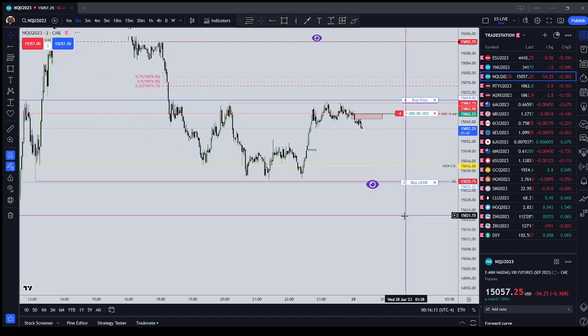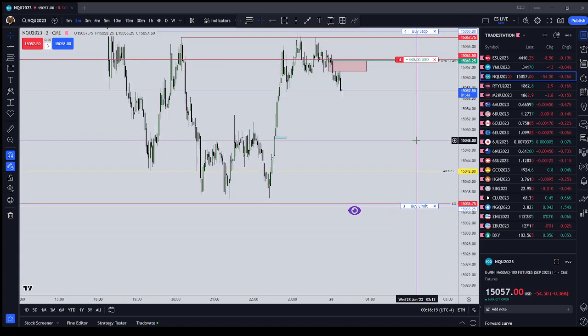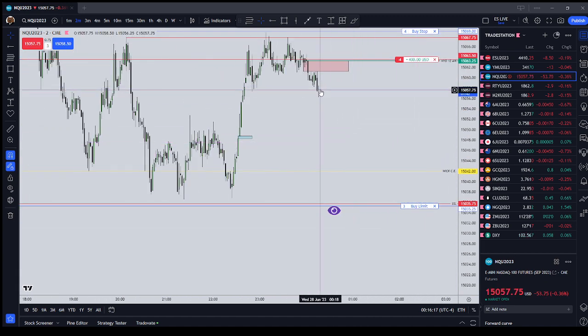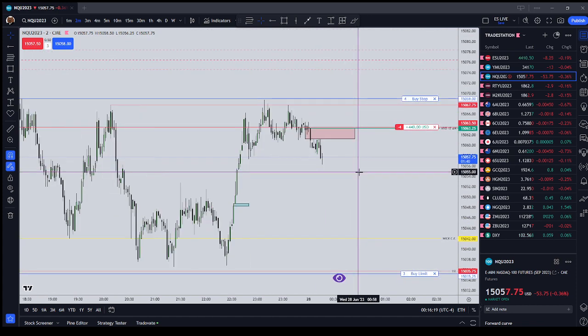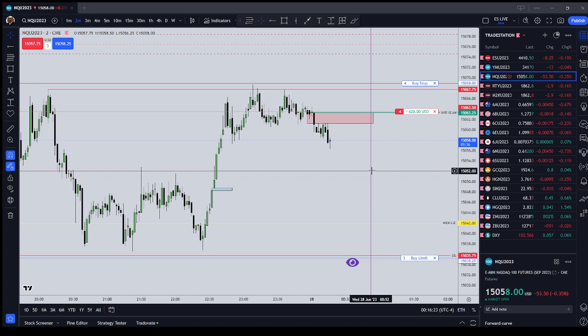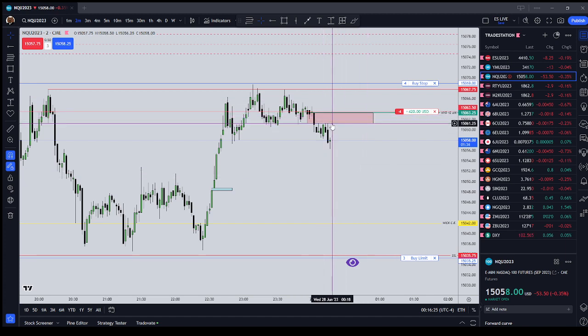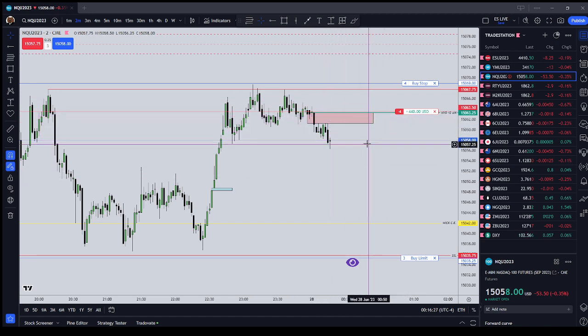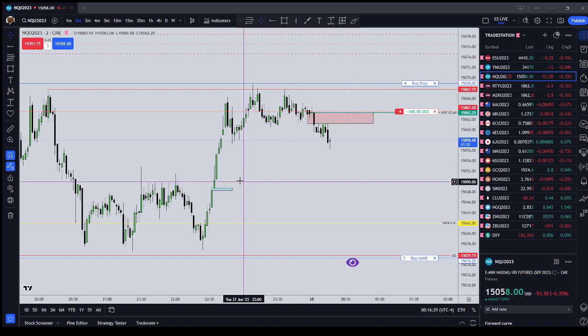Yes, sir. Structure's looking good. Displacement lower. We're on the 2-minute chart. You can see our 1-minute SIBI up here. Red box is a 1-minute SIBI.